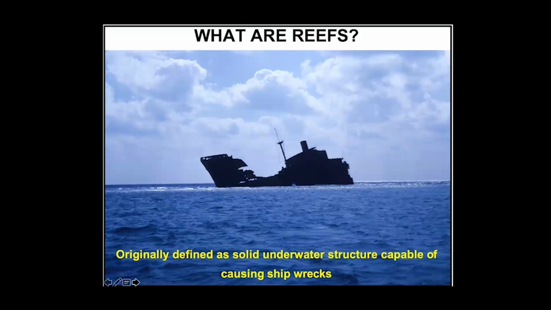So, what are reefs? If you ask most people what a reef is, they simply say, well, it's where corals grow. But if you go back into the Oxford Dictionary, the original definition of a reef was a solid underwater structure capable of causing shipwrecks. Nothing to do with the animals or plants that live there, purely a shipwreck. This photograph from East Sound on Grand Cayman clearly illustrates the relevance of that. This ship ran aground on the reef there.